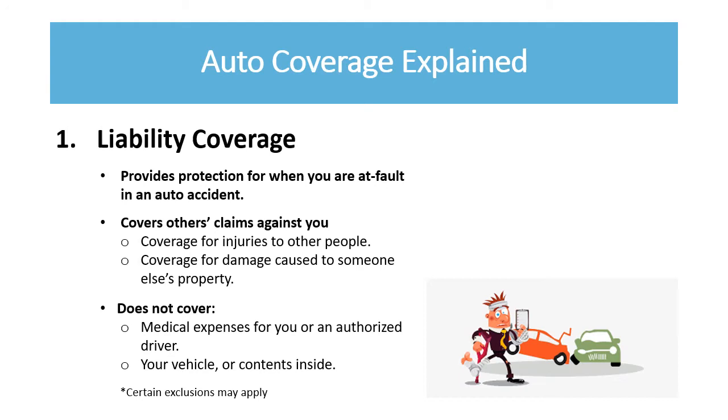The first part of auto coverage we will discuss today is liability. Liability coverage provides protection for you when you are in an at-fault accident, meaning you caused the auto accident. It covers others' claims against you when the other people in the accident are injured, or for damage to the other party's property. It's important to carry enough liability coverage if someone sues you for injuries or damage to their property. Please note, liability coverage on your policy does not cover you or your property.